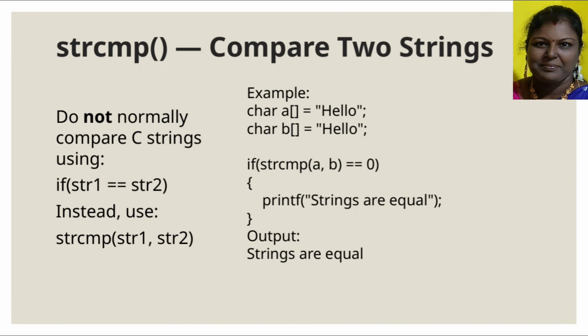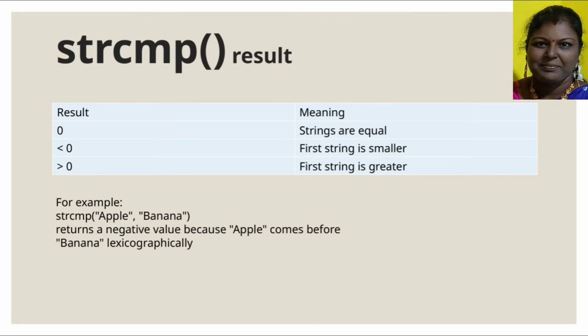Let's look at an example with the strcmp function. When we compare apple and banana, strcmp returns a negative value. That's because apple comes before banana in dictionary order, or lexicographically. The function's result tells us how the two strings relate. 0 means they're equal, less than 0 means the first string is smaller, and greater than 0 means the first string is larger. This simple return value packs a lot of meaning for string comparison.